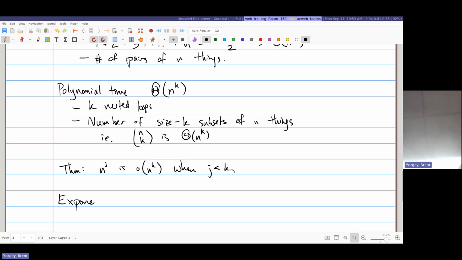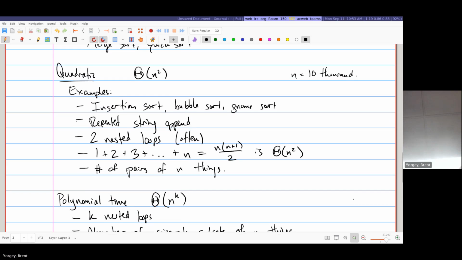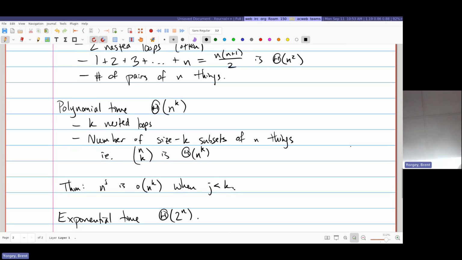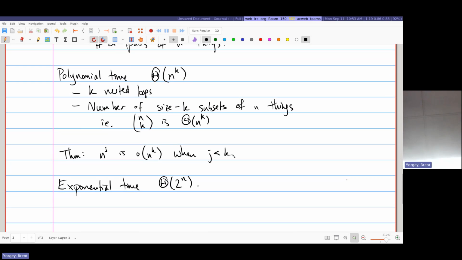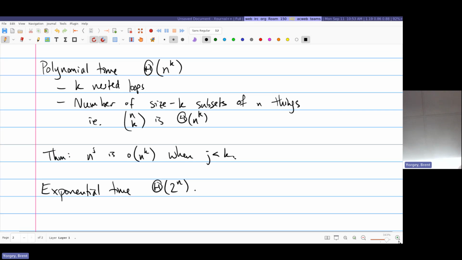Let's talk about exponential time. Theta of 2 to the n. For n squared, the biggest n we could process in a second was 10,000. If you have a 2 to the n algorithm, the biggest n you can process in 1 second is 26. So if you have a theta of 2 to the n algorithm, this is really bad. You can do really small things, but it's so small that maybe you could just do them by hand.